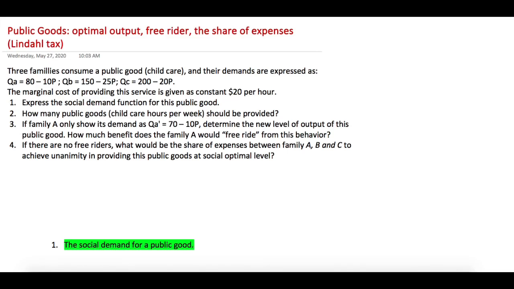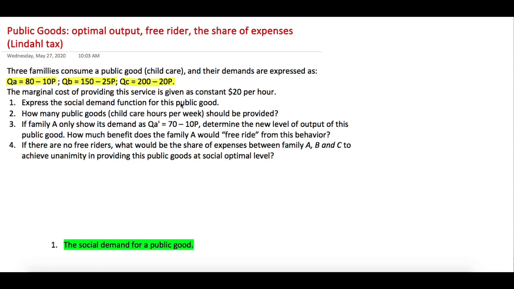Hello, this is another video related to public goods to determine optimal output, free rider, and the share of expense in providing these public goods. For example, you have a question like: three families consume public goods, a tri-care service, and the demands are expressed as QA for family A, QB for family B, and QC for family C.